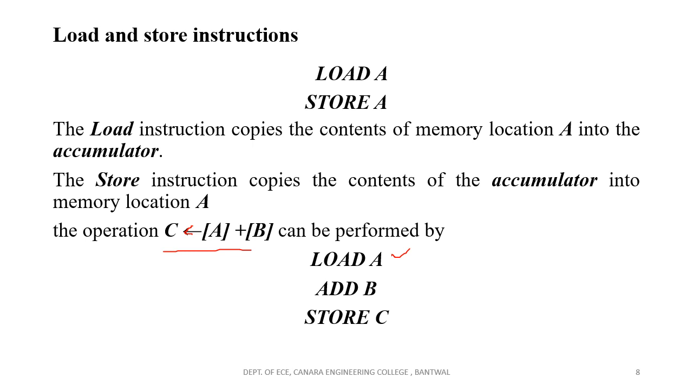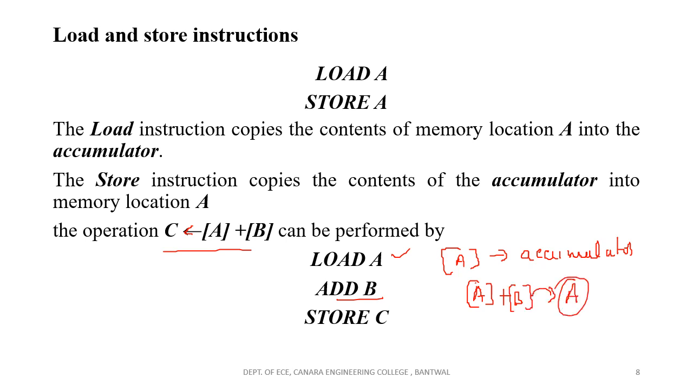Now when you use the instruction load A, the content that is present in memory location A is copied to the accumulator. When you use add B, it will add the content that is present in the accumulator with the content of the B register, and the result is stored back into the accumulator.